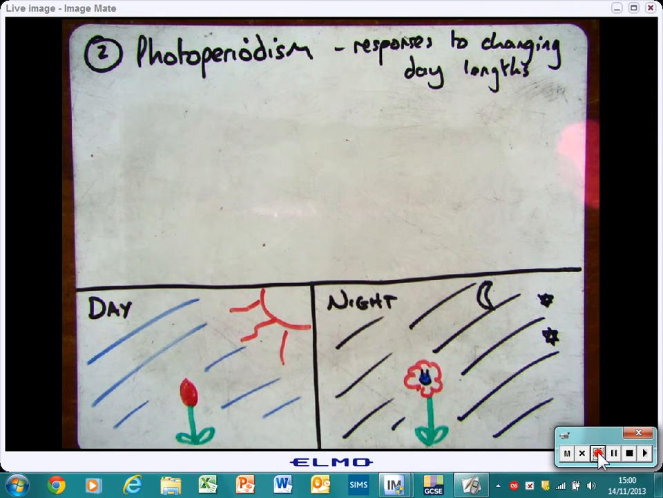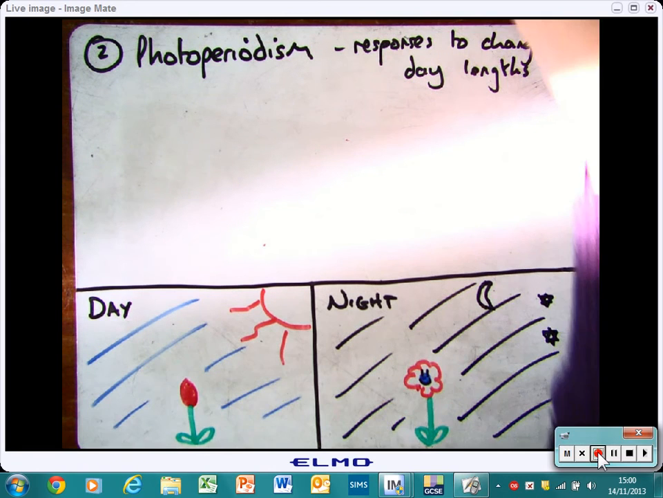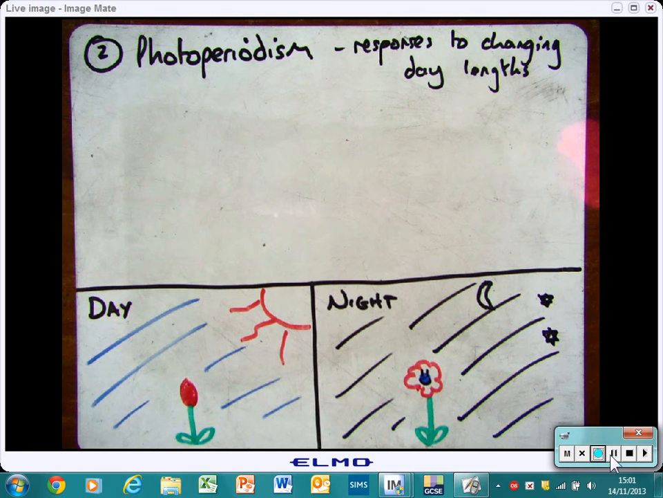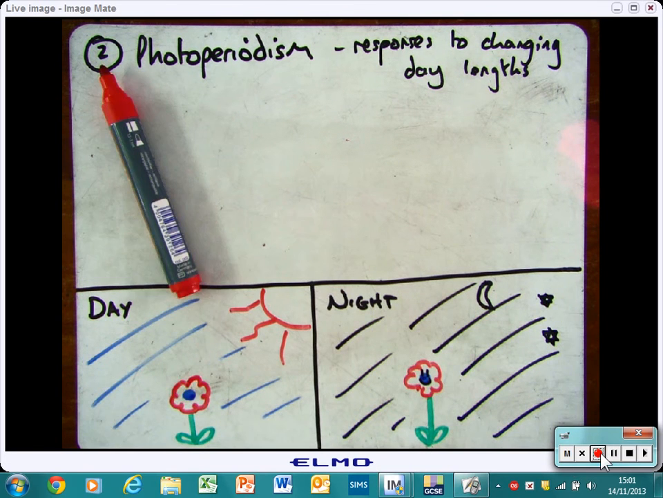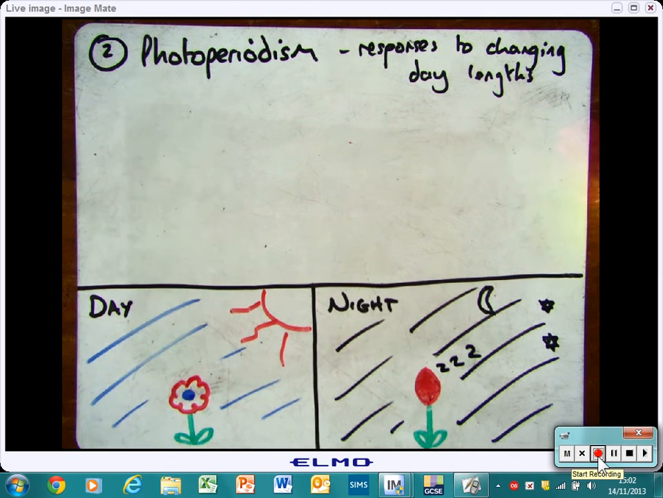Right, so you would think in the day flowers will start to flower, and that's because of the sunlight. And then at night they shut. But what this doesn't explain is why some plants only flower in the summer and some plants only flower in the winter. And I'm going to explain that to you now.